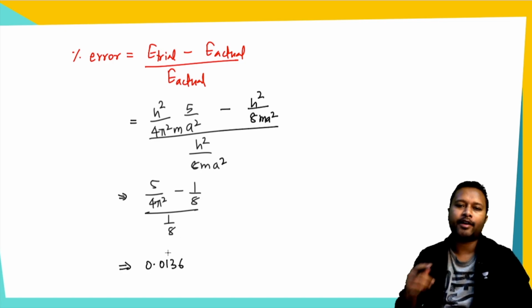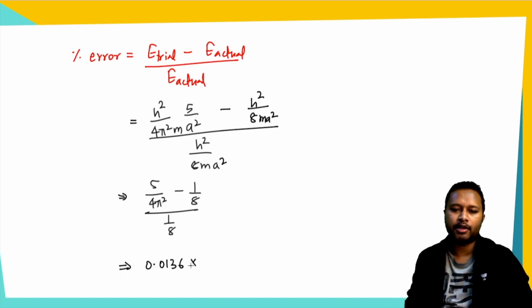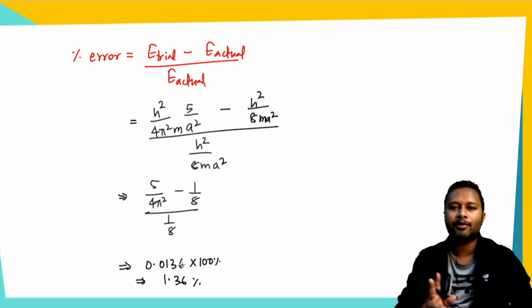All right, so the value which will come out at the end is going to be 0.0136. Since you have to mention it in percentage, you have to multiply it with 100% to get the value in percentage. So the value will be 1.36%. This is going to be the percentage error in the answer. So it was a numerical answer type question, so the correct answer is going to be 1.36%.